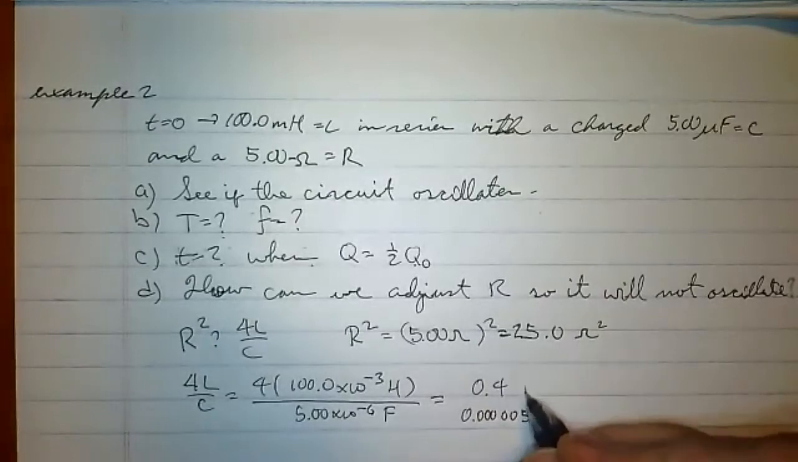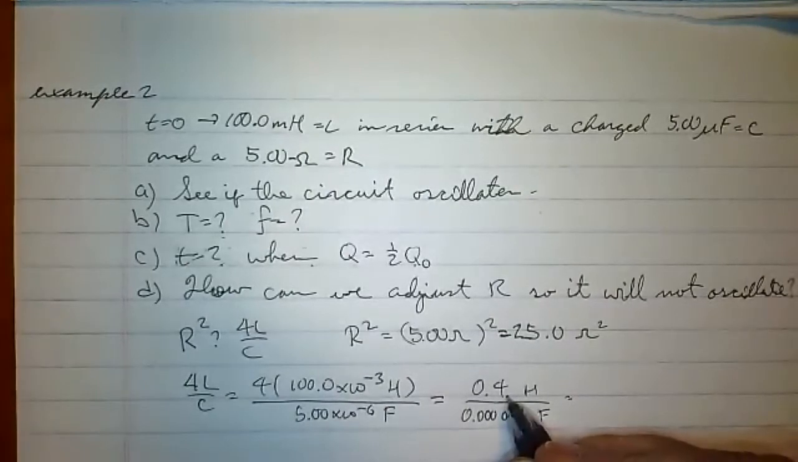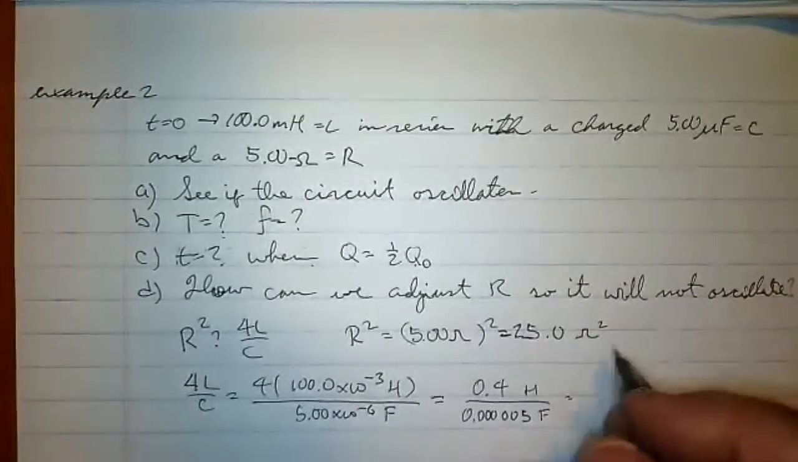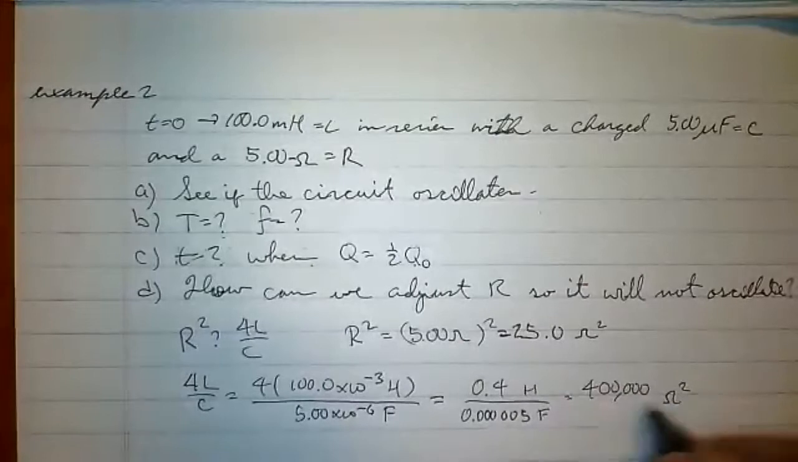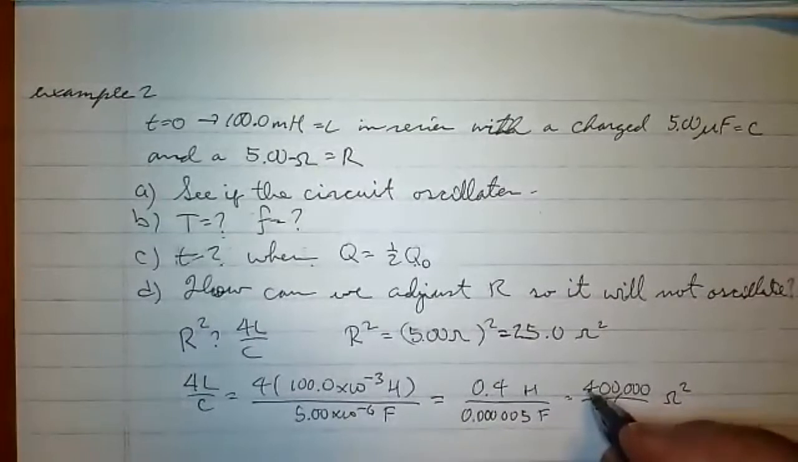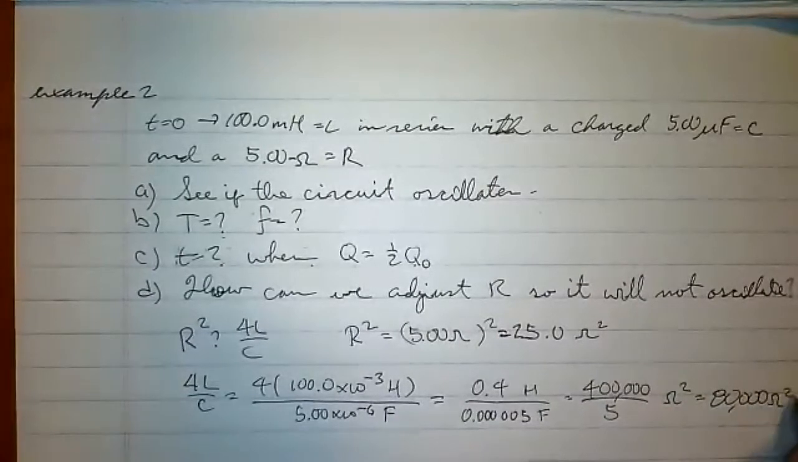So yeah, that's that. And henries over farads does actually give me ohms squared. So this is 5 1/millionths. So what that means is basically I'm going to take 4 and multiply it by 1,000,000 and then divide it by 5. Or 0.4 multiplied by 1,000,000. So this will be 400,000 ohms squared divided by 5. And of course, 5 goes into 120 times, so it must go into 480 times. So it'd be 80,000 ohms squared, which is much, much greater than R squared.